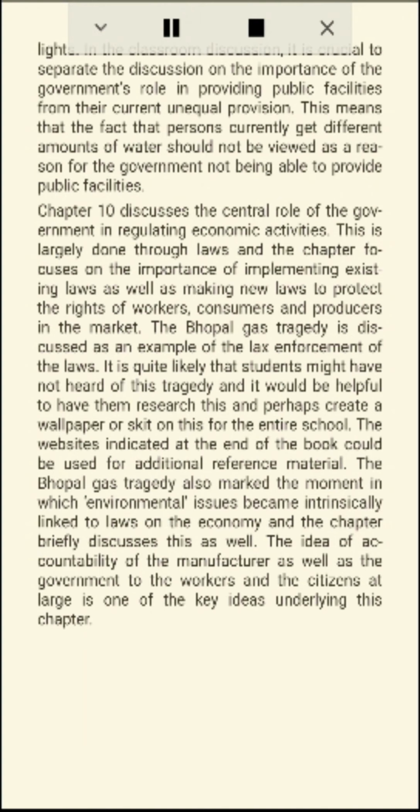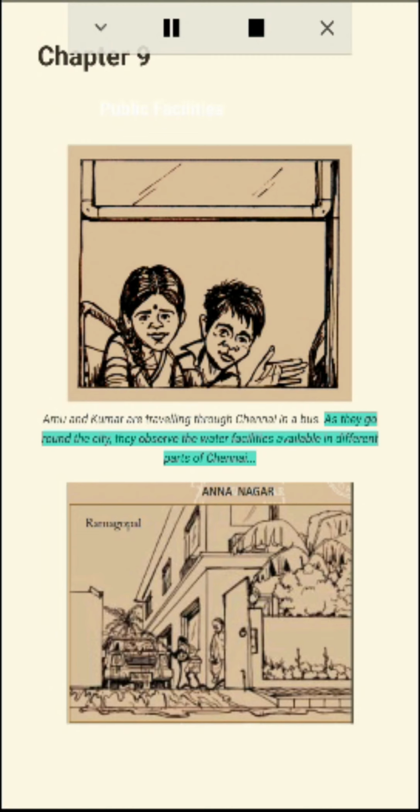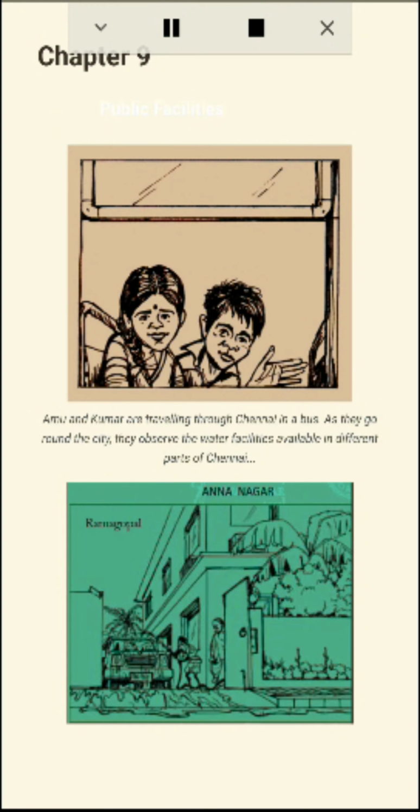The idea of accountability of the manufacturer as well as the government to the workers and the citizens at large is one of the key ideas underlying this chapter. Chapter 9, Public Facilities. Amu and Kumar are traveling through Chennai in a bus. As they go round the city, they observe the water facilities available in different parts of Chennai.